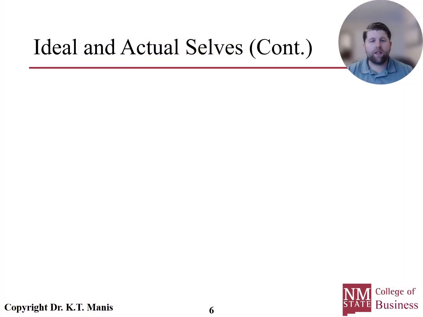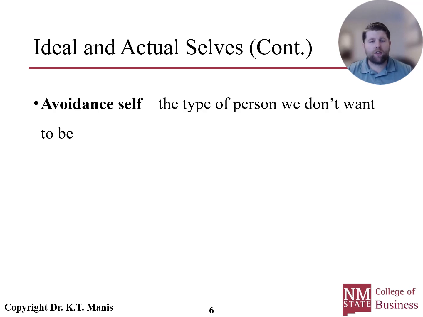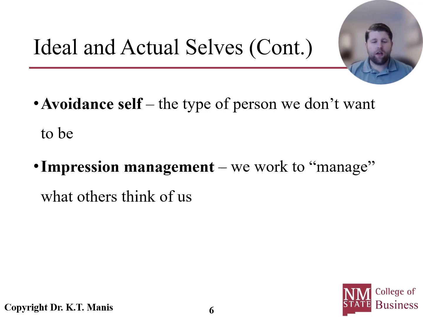While we have discussed the actual and ideal selves, we also have what's called the avoidant self, which is the type of person we don't want to be. Often, our behavior represents a struggle of not falling into the avoidant self while trying to aspire to our ideal self, but often falling into the habits of our actual self. And this is why many of us engage in impression management to manage what others think of us so that people see the best versions of our self-concept.